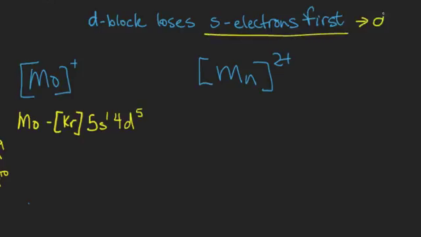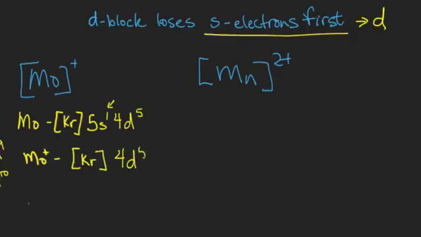Okay, so the rule to keep in mind is that we lose s electrons first, then we go to d electrons in the d block. Anything above that is just normal, just pull off the p's and then the s's and so forth. But here's molybdenum, so when I take one electron off, I lose one from right there. So it becomes this.